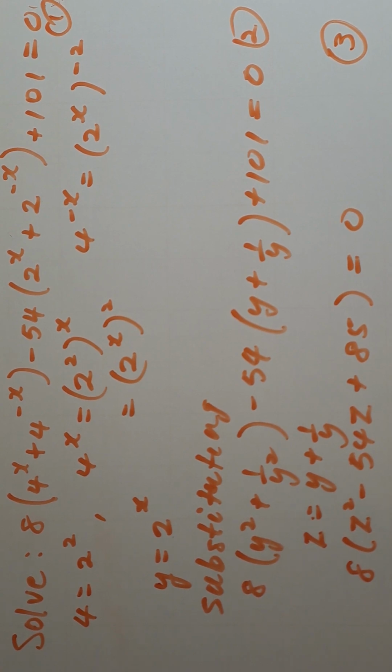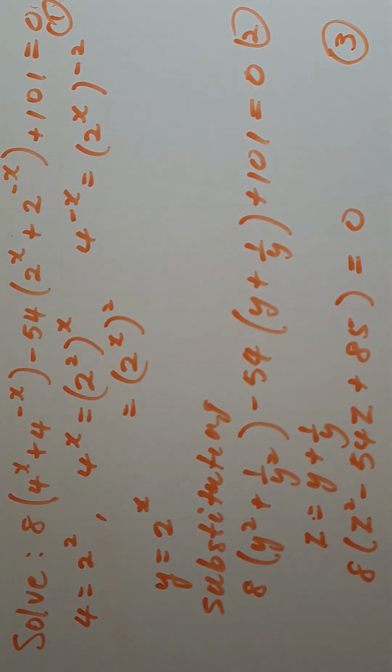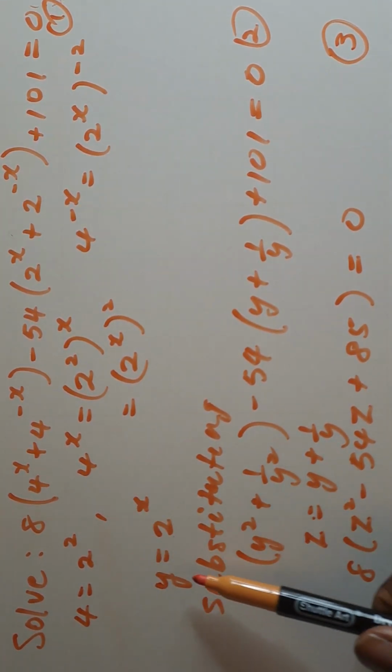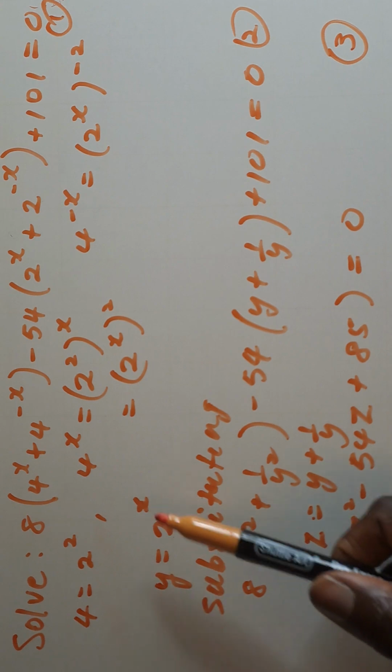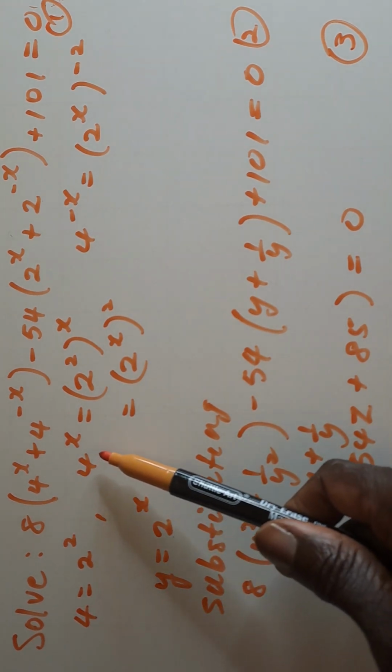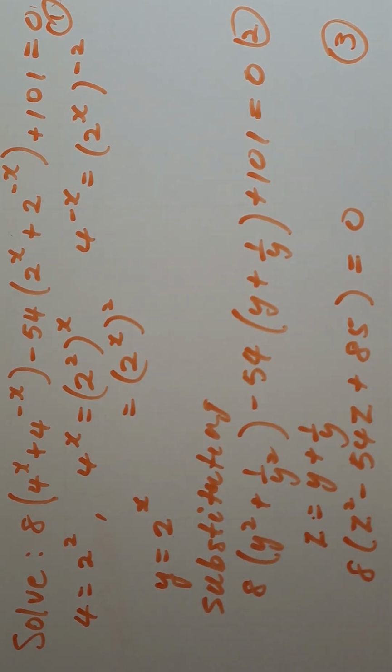Now this is part 1 of the problem. I'll be doing 2 other parts in 2 separate videos. Just to recap what we've done, we start off here with the original equation, and I've shown you here how I arrived at the substitution y is equal to 2 raised to the power of x, simply because we can write 4 to the x as 2 to the x squared, and 4 to the minus x as 2 to the x raised to the minus 2.